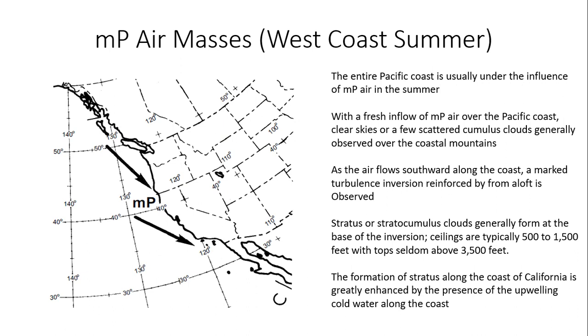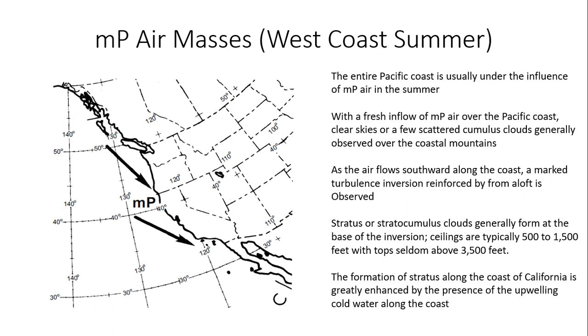The entire west coast is going to be dominated by the maritime polar air mass in the summer. You get this fresh inflow of maritime polar air over the Pacific coast, and typically what you see is clear skies or maybe a few scattered cumulus clouds, generally observed over the coastal mountains. As this air flows southward along the coast, you get a marked turbulence inversion reinforced from aloft. Stratus or stratocumulus clouds generally form at the base of this inversion. Ceilings are typically 500 to 1,500 feet, especially in Southern California, with tops seldom above 3,500 feet. And you get the formation of stratus along the coast of California.